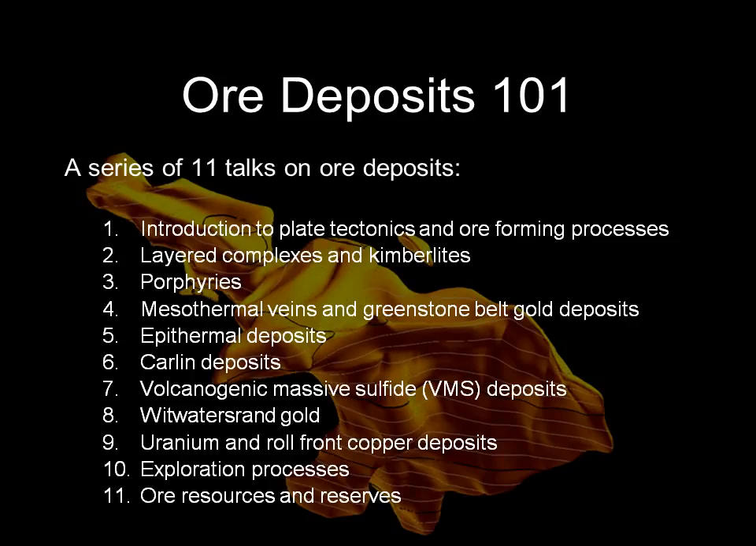The seventh will address the volcanogenic massive sulfides, or VMS deposits, which are formed by hot springs on the sea floor and are major copper, lead, zinc and gold producers. The eighth talk will cover the Witwatersrand gold deposits in South Africa, the biggest historical source of gold on Earth. The ninth talk will deal with the most common types of uranium deposits. And the last two talks don't deal with specific ore deposit types. Instead, they deal with exploration and the evaluation of deposits.